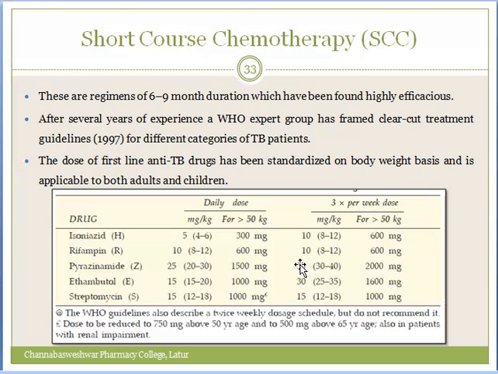The chart also shows the drug doses for thrice weekly. We can give the treatment thrice weekly or on a daily basis. This column shows the doses for daily basis and this column shows the doses thrice weekly. Isoniazid 10 mg per kg thrice weekly, then rifampicin 10 mg per kg thrice weekly, pyrazinamide 35 mg per kg thrice weekly, ethambutol 30 mg per kg thrice weekly and streptomycin 15 mg per kg thrice weekly. And that column shows the doses for body weight more than 50 kg. So this is the chart showing the dose of first-line anti-TB drugs on the basis of body weight.